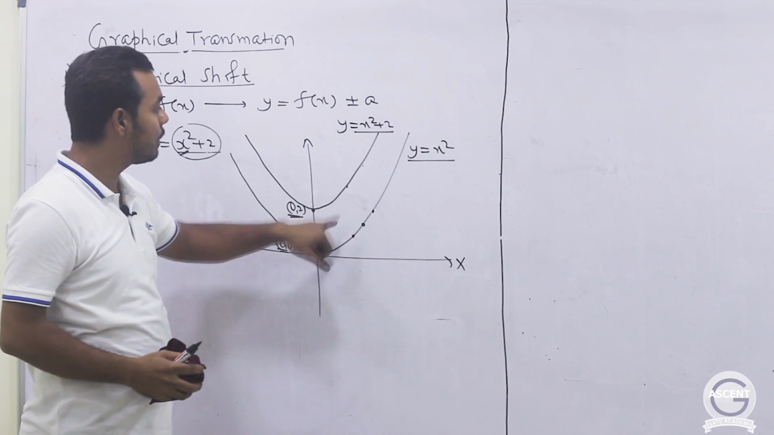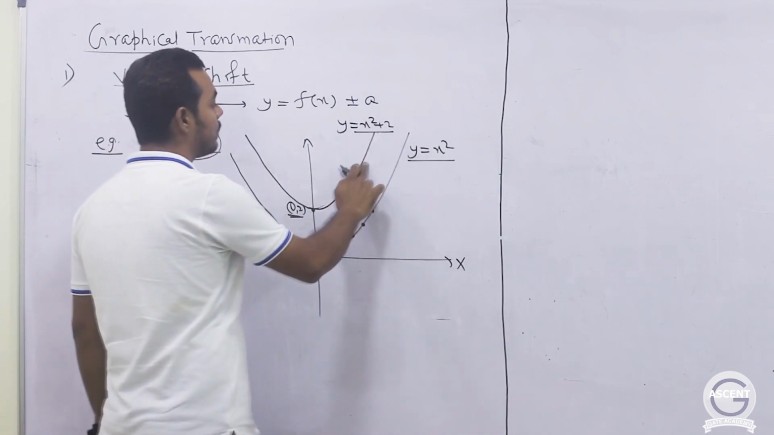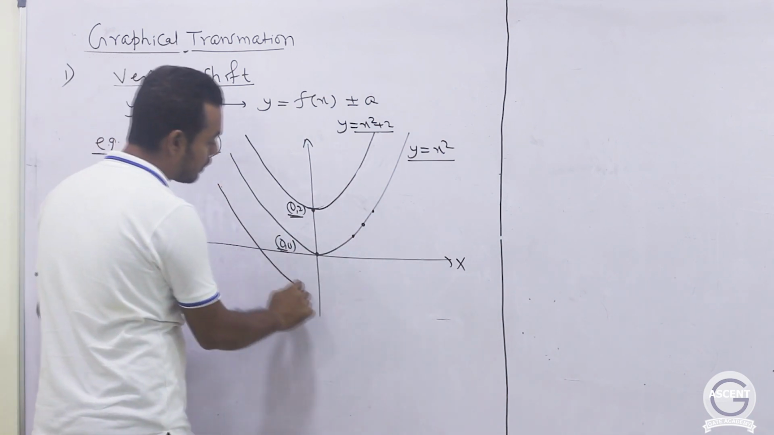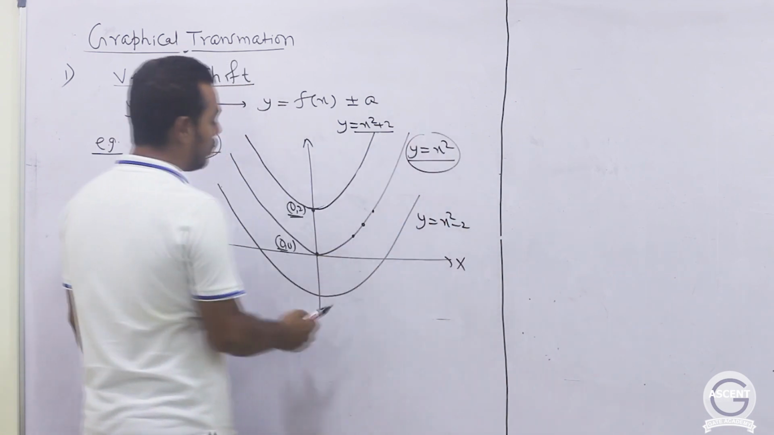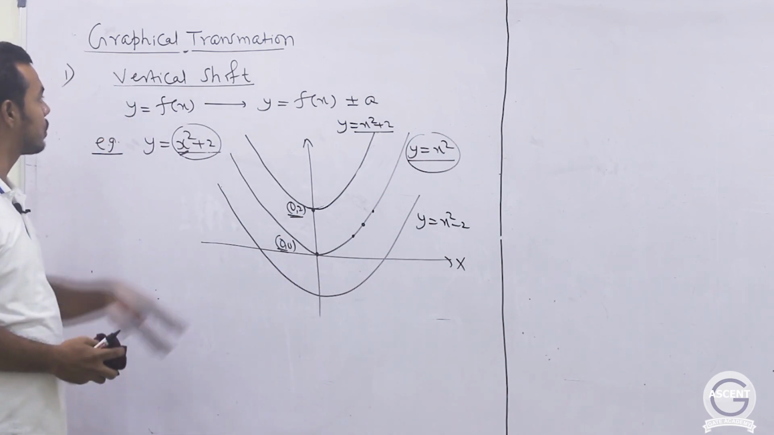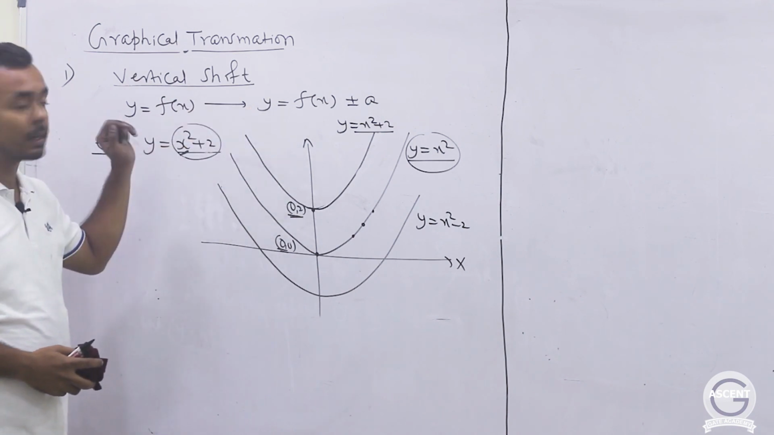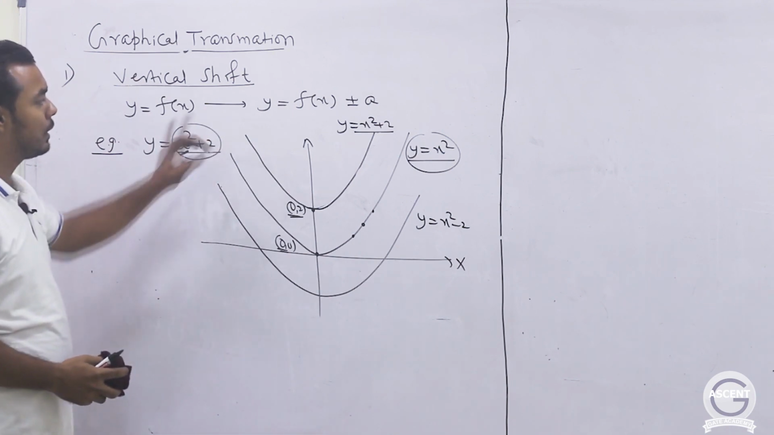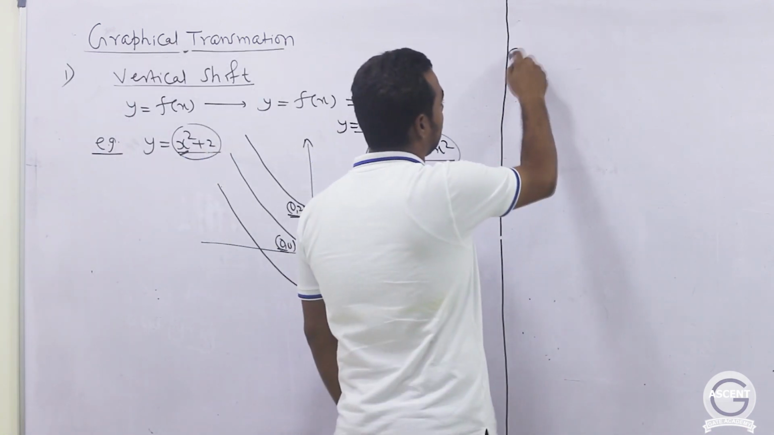This is obtained simply by shifting the graph of the curve y equals x square by 2 units towards the positive y axis. Similarly, if we want the graph of the function y equals x square minus 2, then you have to shift the graph of this function by 2 units towards the negative y axis. So this transformation is called vertical shift. f of x plus a means shift towards the positive y axis, f of x minus a means shift towards the negative y axis. I am considering that a is any positive number. So this transformation was vertical shift, which is very easy to understand.